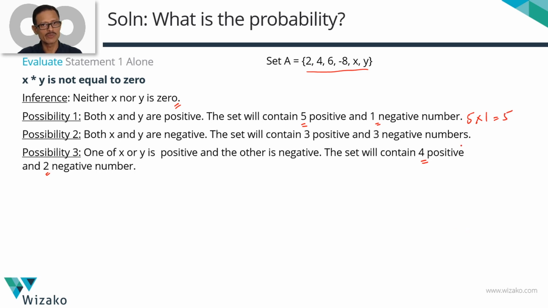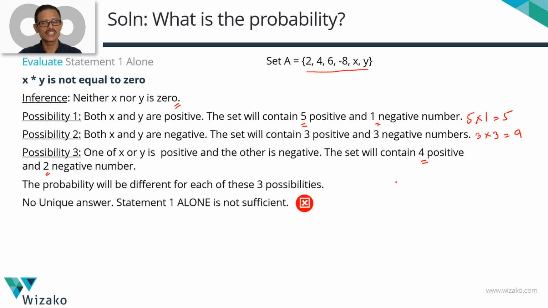Let's look at the second possibility. How many ways can we select a positive number? That can be done in 3 ways. How many ways can I select a negative number? That can also be done in 3 ways. So we get a different answer. In this case, it is 9. We'll get a different value for the third possibility. So we will not have a unique probability based on the information given in statement 1. So statement 1 is not giving us conclusively how many positive and how many negative numbers exist in the set. 1 alone is not sufficient.